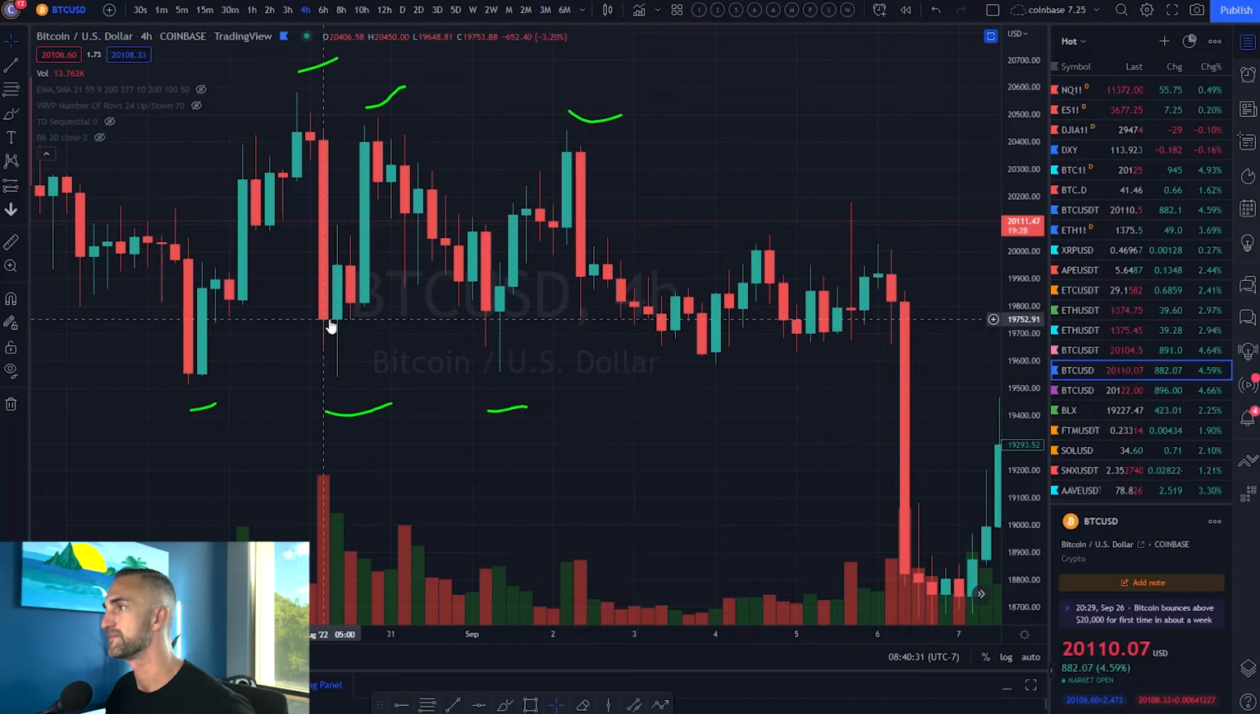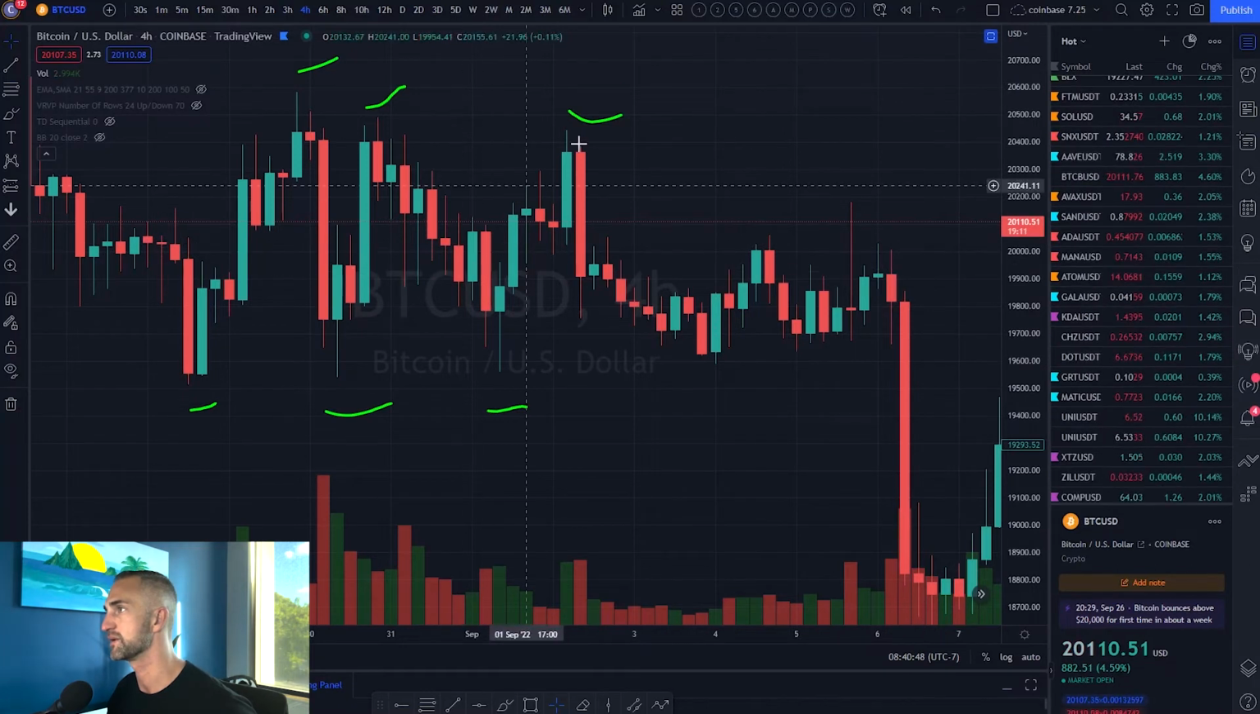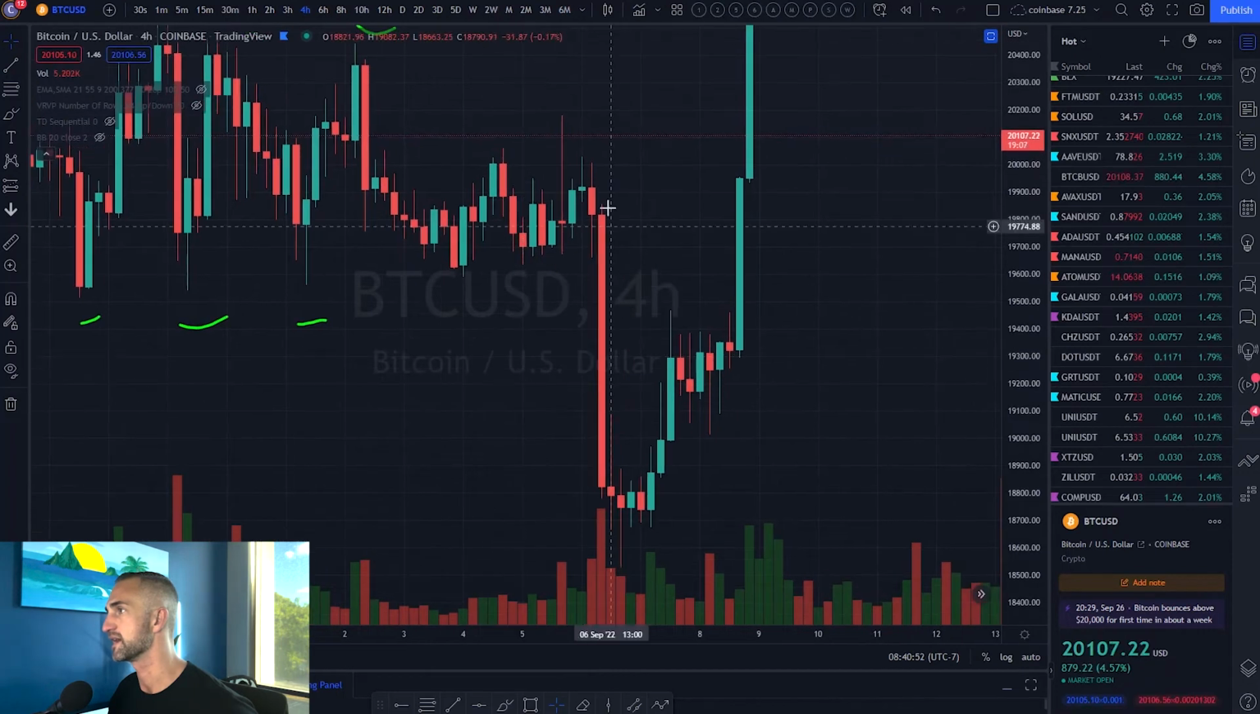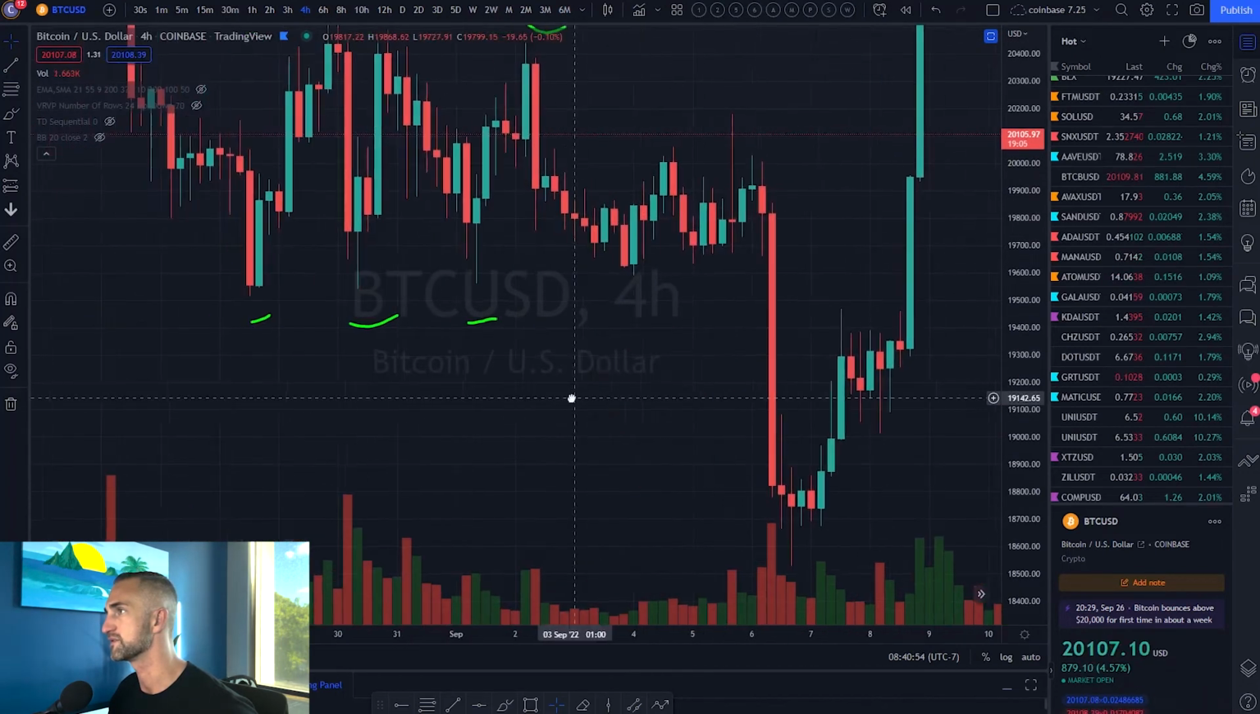But on a closing basis, even on a wick basis, we have a higher low here. So I would call that a higher low. But we got another lower high and lower low and lower high. So that was your indicator that boom, boom, boom, we're heading back to the downside, and you can see that played out for a nice move to the downside.